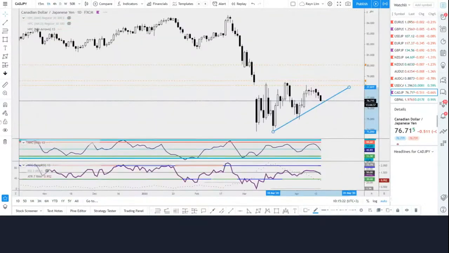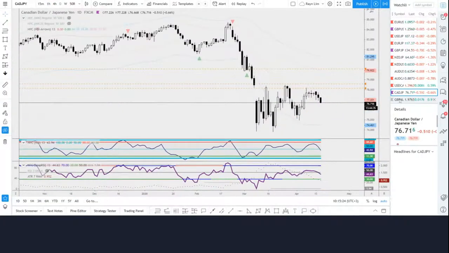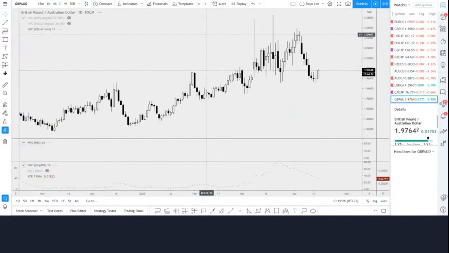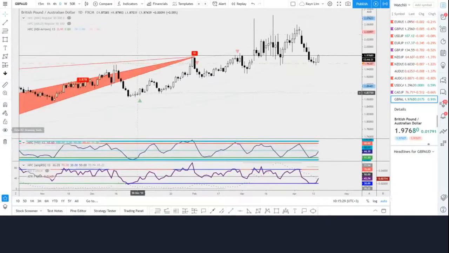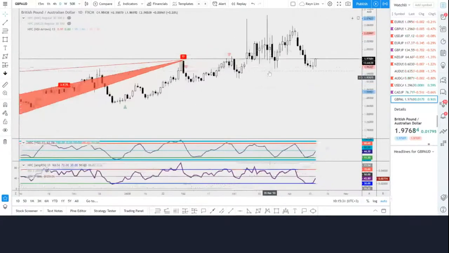To the next pair, Pound Aussie. Seems like nothing much on Pound. So we'll just check the trend straight away. Very crazy uptrend movement. Finally, a retest of the previous support, and right now a reversal has happened.